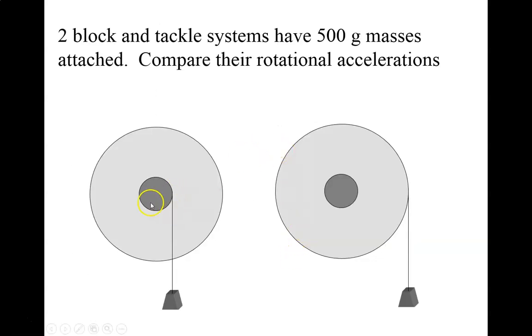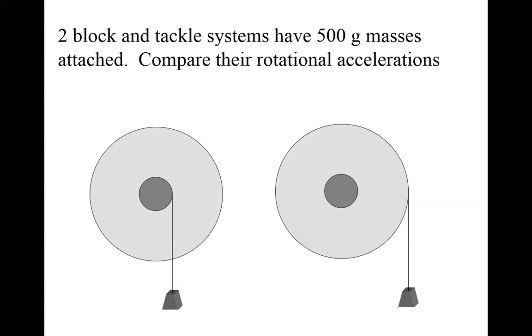Here we've got two systems with wheel and axle that have 500 gram masses attached. Compare the rotational accelerations. Everything is the same except the fact that this one is attached at a greater distance from the axis of rotation. So these are pulleys, and they're going to spin around like so. Now what effect does increasing the distance that this is attached from the center have? How is that going to affect it?